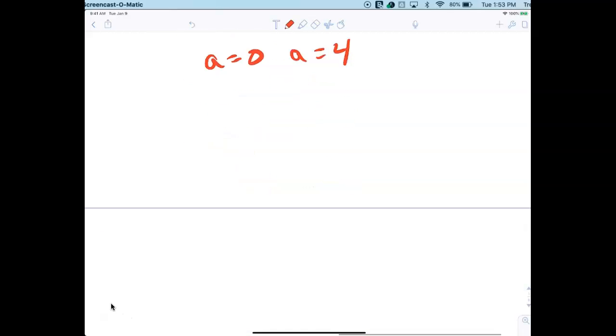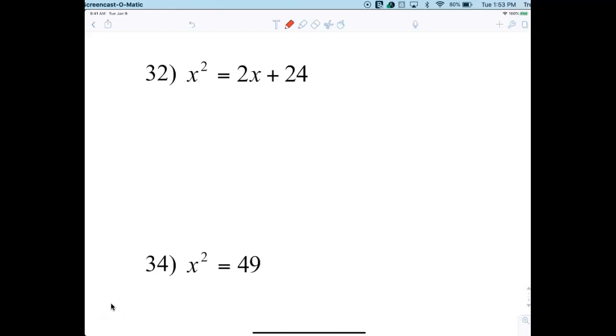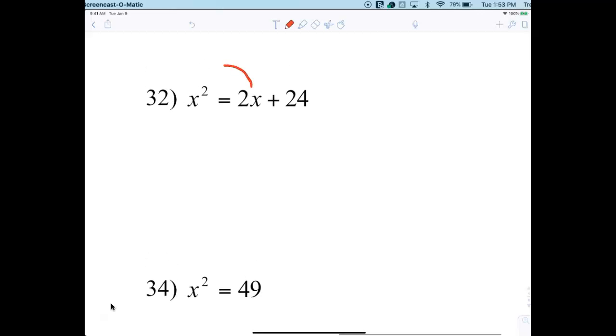All right, here we go. Uh-oh. What's the problem with 32? It's backwards. It's not set equal to 0. You have to set it equal to 0. So in order to set it equal to 0, what do I have to do to this 2x? Move it over. What do I have to do to this 24? Move it over. And when I move something, what happens to the sign? They change. So we say x squared minus 2x minus 24 equals 0.